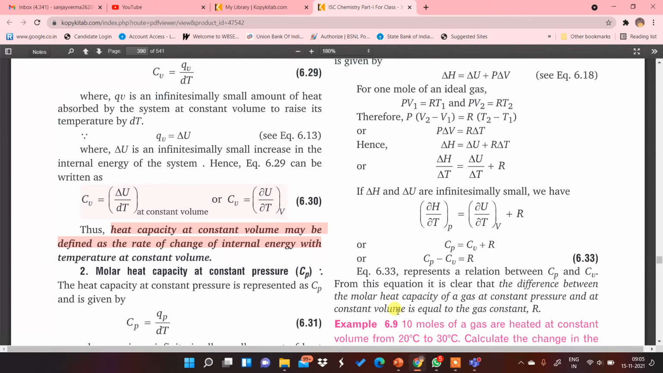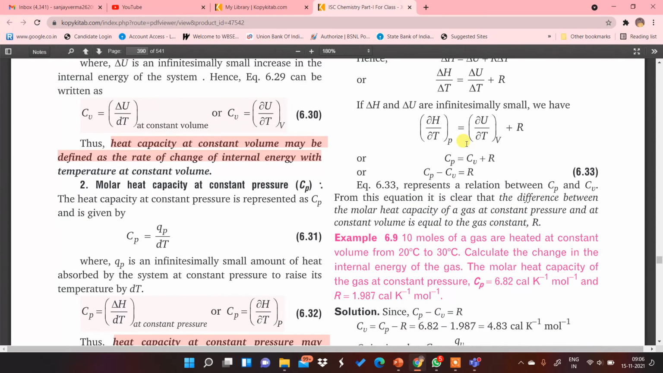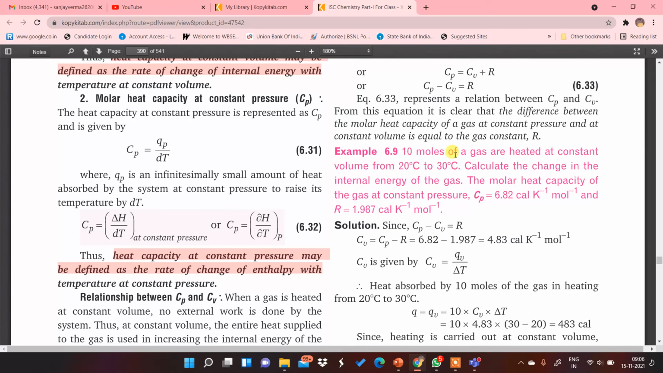From this equation, you can clearly say that the difference between the molar heat capacity at constant pressure and at constant volume is equal to a constant, and that constant is what? It is called the gas constant, 8.314 joules per Kelvin per mole. Okay. So based on this derivation, there's a numerical which you can see on the screen. Example 6.9. It's given 10 moles of a gas.